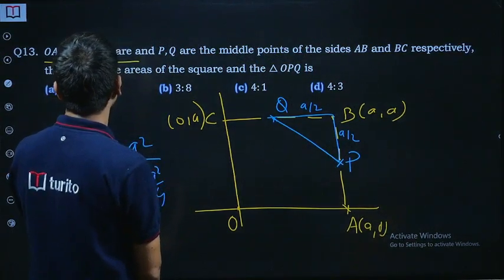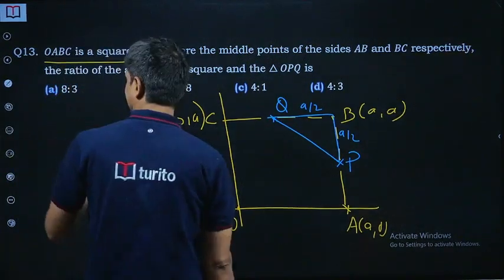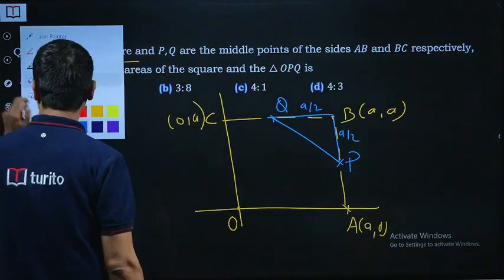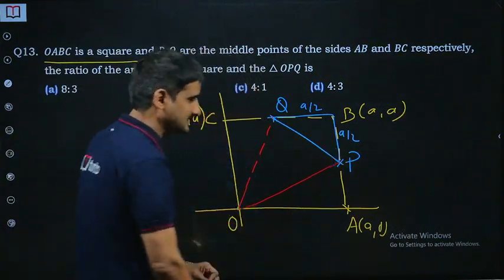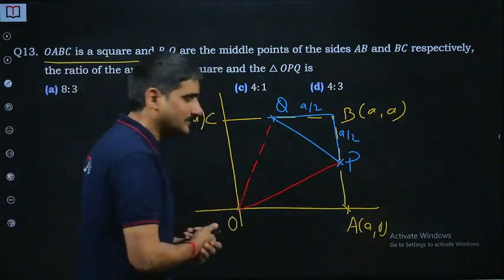Then the ratio of the areas of the square and the triangle OPQ. I'm sorry, really sorry. See, it happens. Sometimes we get over excited thinking that it's a simple question. My mistake. I'm sorry. So that's it, bachcho.